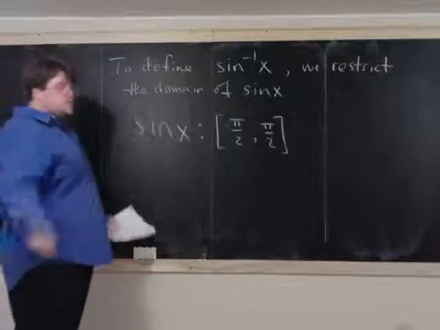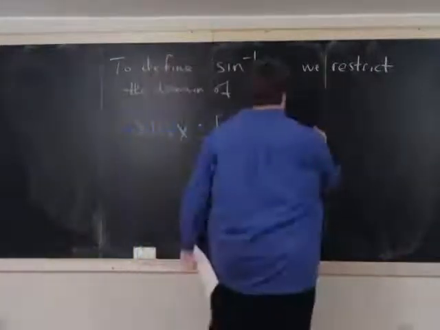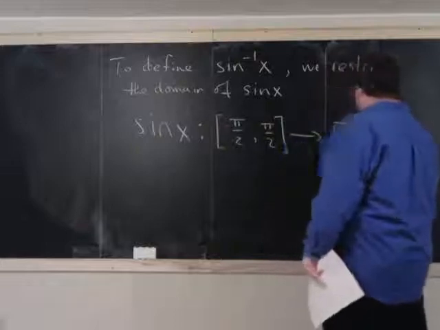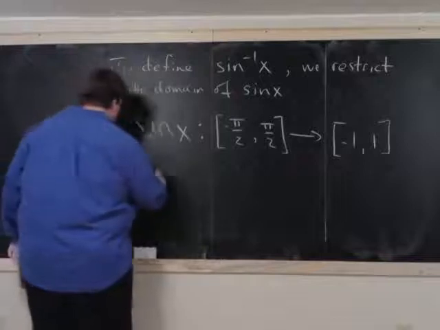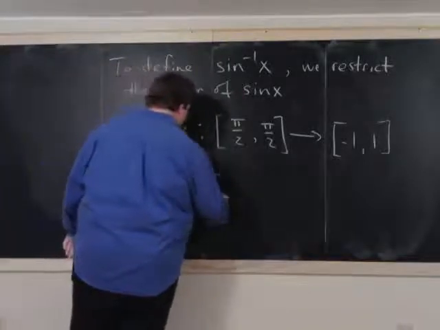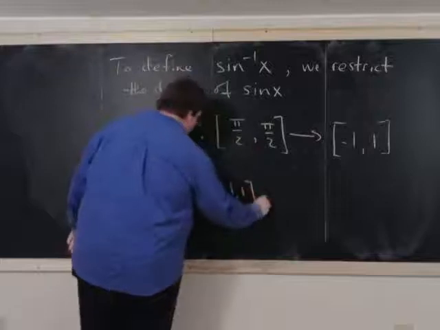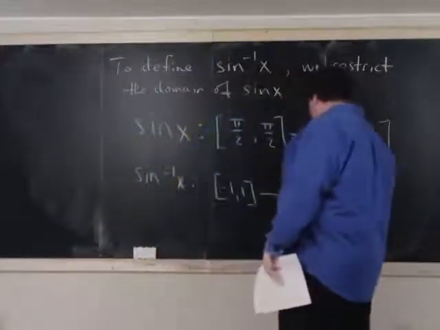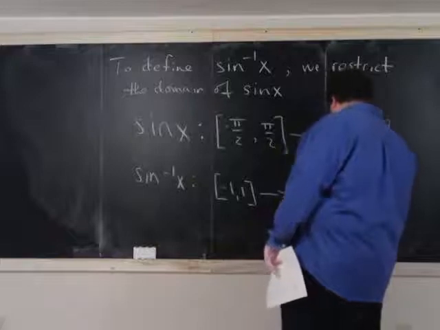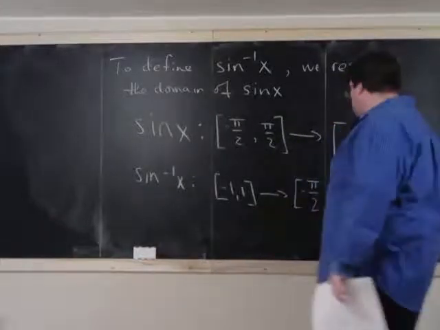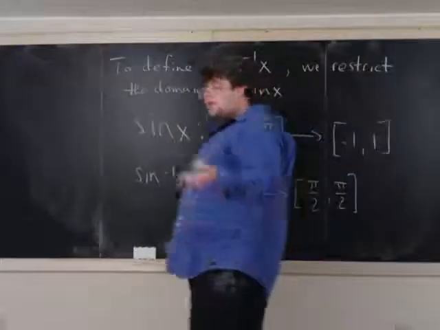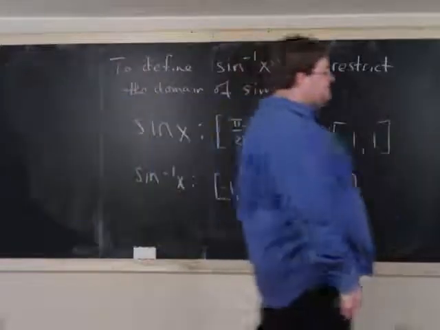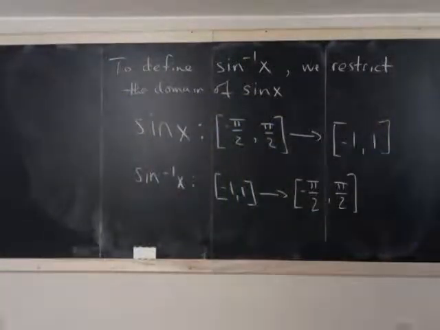The actual domain of sine is everything, but we're restricting the domain. Given this restriction, the range is negative 1 to 1. And sine inverse of x then flips these around. Sine inverse x takes negative 1 to 1 to negative pi over 2 to pi over 2. And with this definition on this domain, it would satisfy that composition relation. I'm not going to write that down, but it does satisfy the composition.